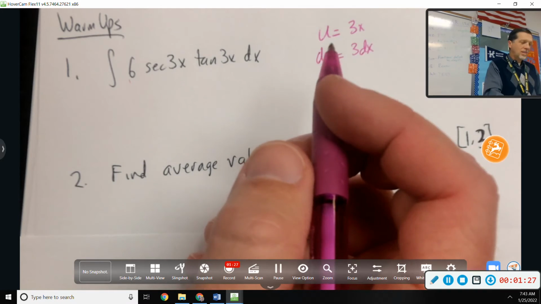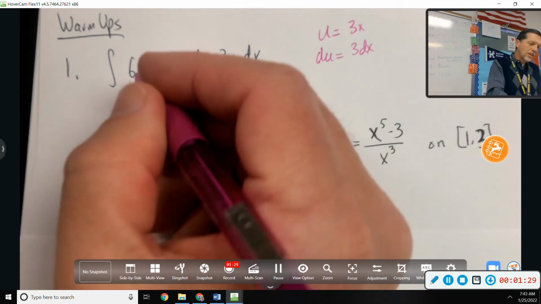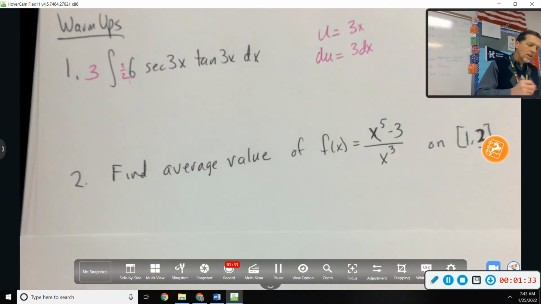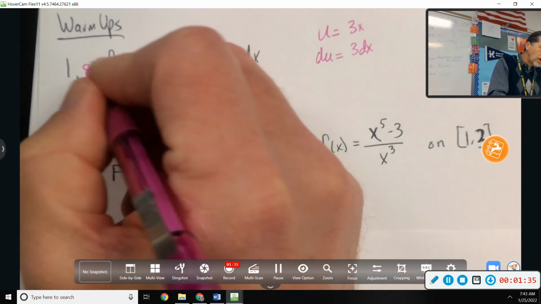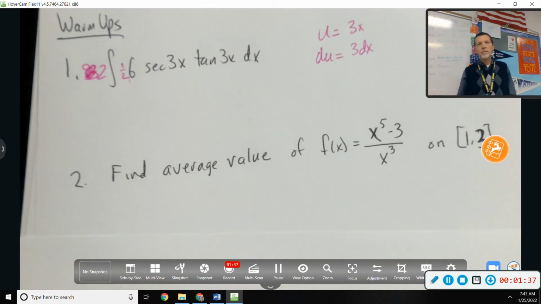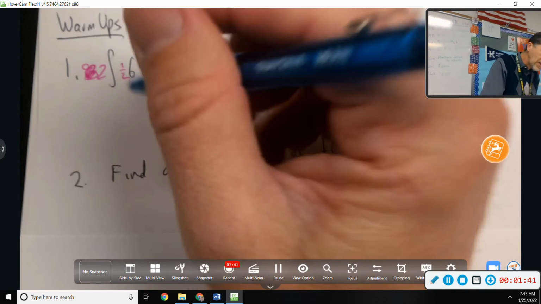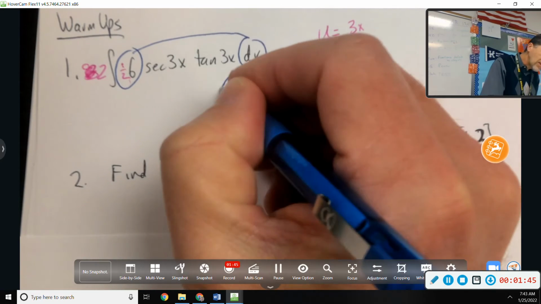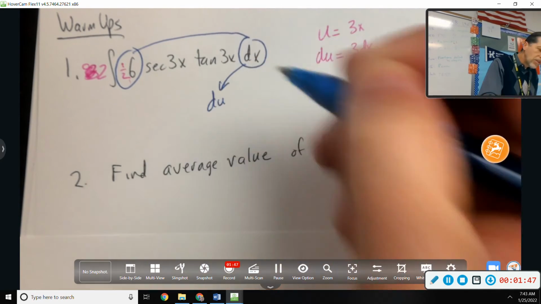Method 2. I need a 3 there, so why don't I just multiply this by a half? That will make it a 3. And then I'll put a 2 out front. So the 2 and the 1/2 cancel each other out. And again, the reason we did this is now this is 3 dx, which is du.